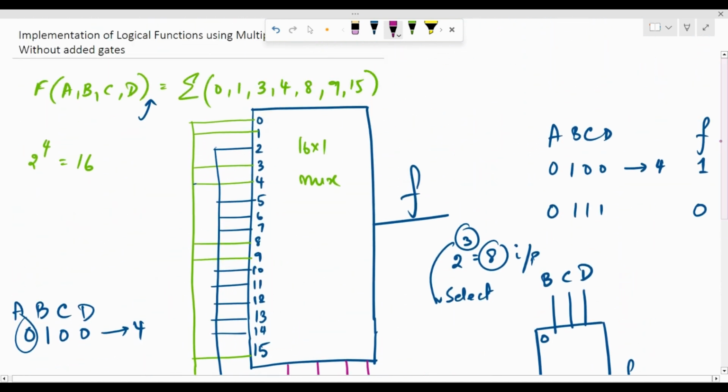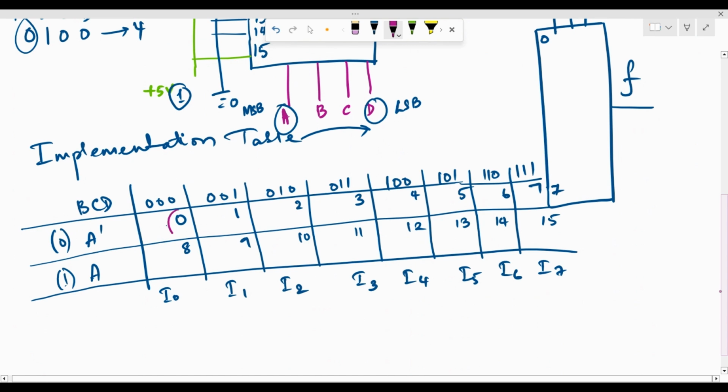The second step is to circle these particular minterms 0, 1, 3, 4, 8, 9, and 15. So let's circle 0, 1, 3, 4, 8, 9, and 15. So we have to circle the minterms in this manner. These minterms are involved in our given expression. So this circling has an interpretation, and that is our next step.